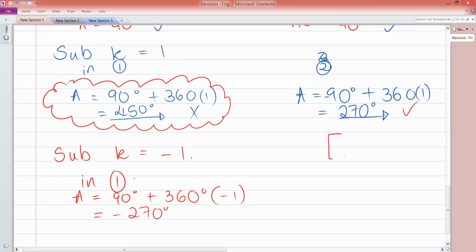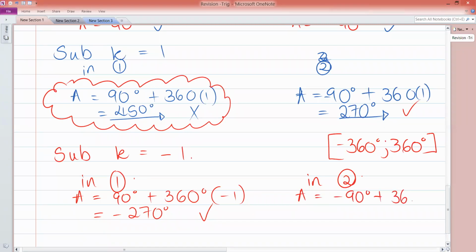Now remember the restriction they gave us was negative 360 to 360. Is negative 270 in our range? Yes, it is. So we're going to take that answer. Now, if I sub K is equal to negative 1 into the second equation, let's see what happens. You're going to get negative 90 plus 360 multiplied by negative 1. We're going to get negative 450.